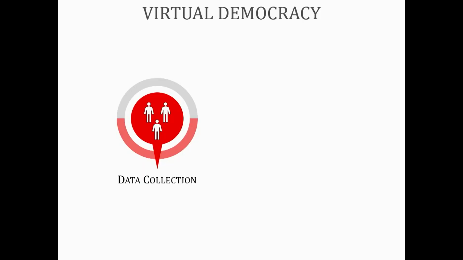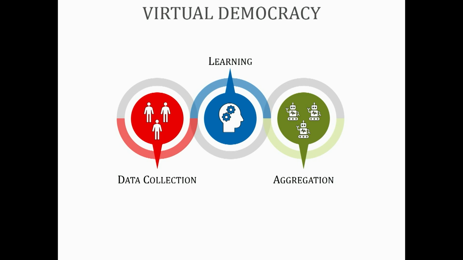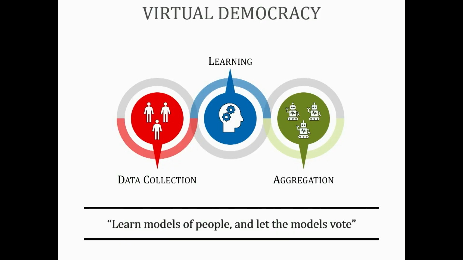So the steps in virtual democracy go as follows. First, we'll collect data about what people's preferences are. And then we'll try to build a model that predicts what people prefer. And then at runtime, when I need to make an actual decision, instead of aggregating real votes, I'll aggregate predicted votes. Okay. That's the high-level idea. So the motto is learn models for people and let the models vote.